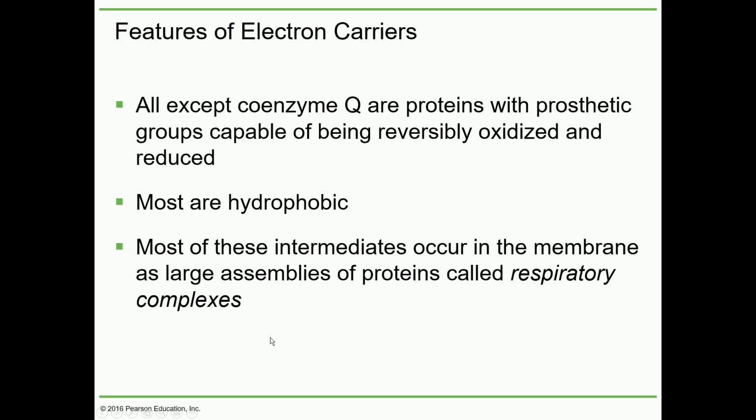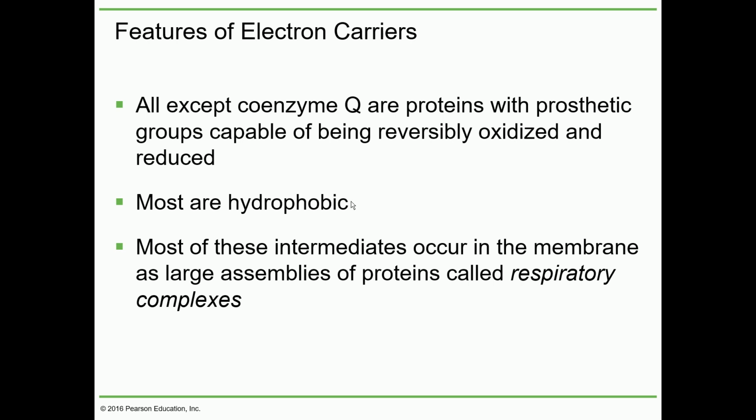Some of the features of electron carriers: all proteins except coenzyme Q are proteins with prosthetic groups which are capable of being reversibly oxidized and reduced, and they are all hydrophobic. Something very important to know about these electron carriers, which is basically all the proteins except coenzyme Q, is that they have prosthetic groups in them which can get oxidized and reduced.